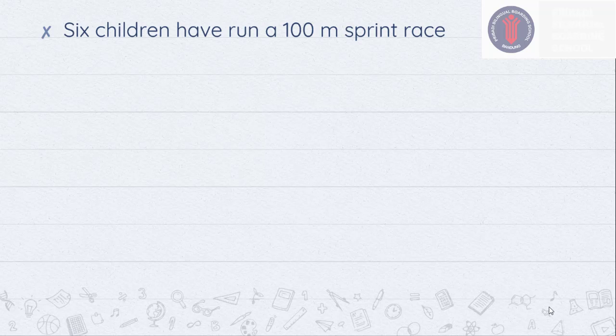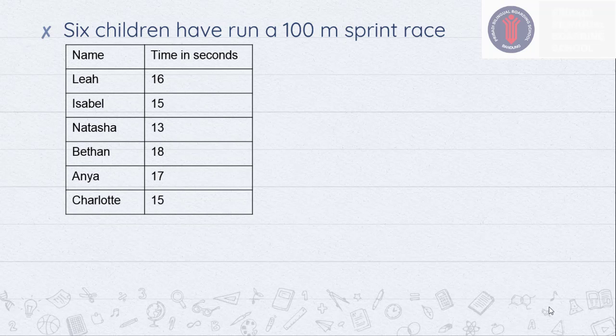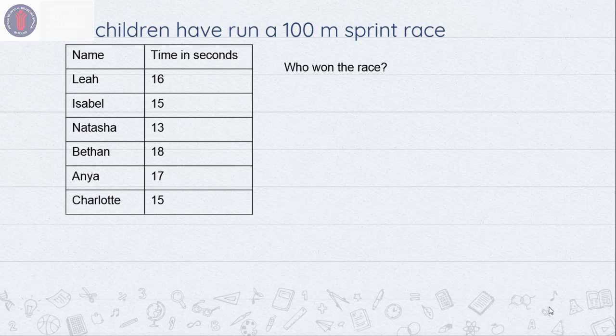For example, there is a question like this. 6 children have run a 100-meter sprint race. The name and the time in seconds. Who won the race? If you are asked a question like this, you just have to see who got the smallest time. Yes, it's Natasha. Natasha got 13 seconds for 100 meters. How many seconds faster was Charlotte than Bethan?